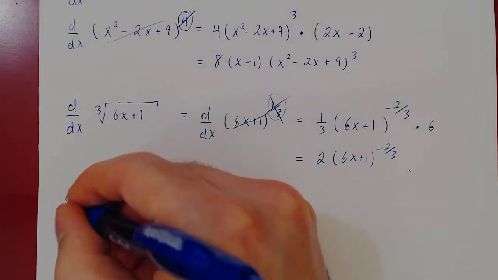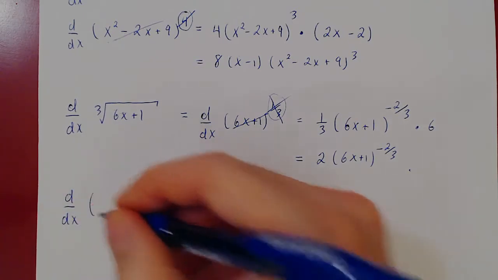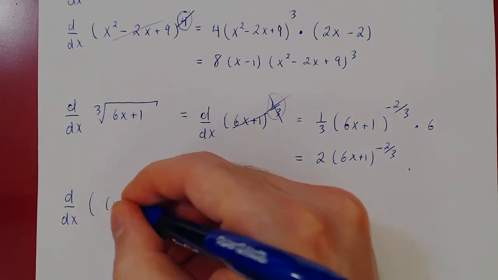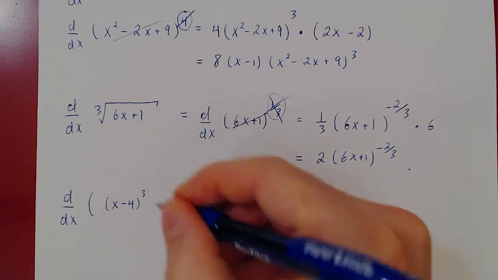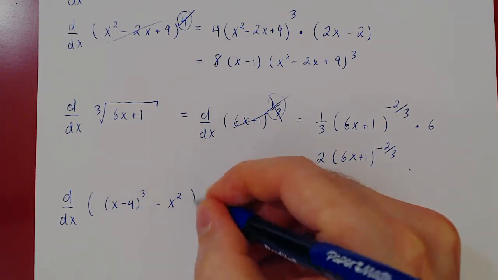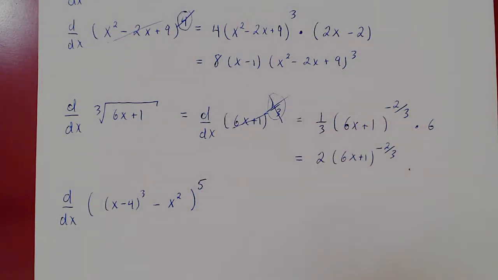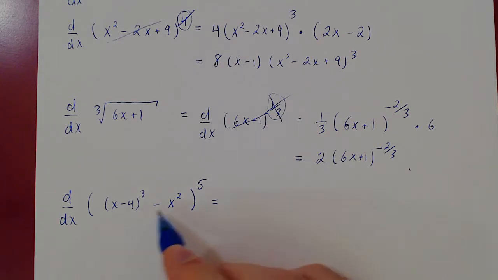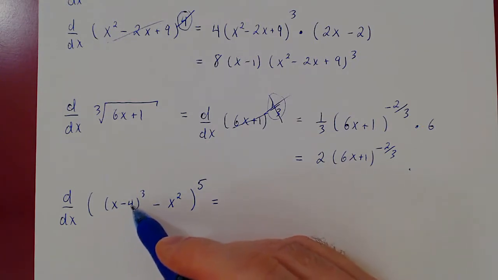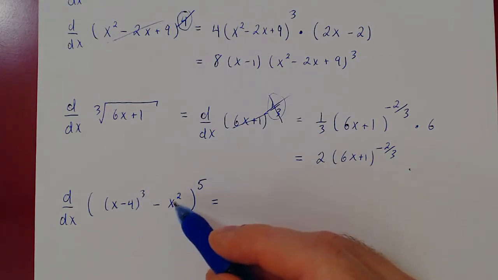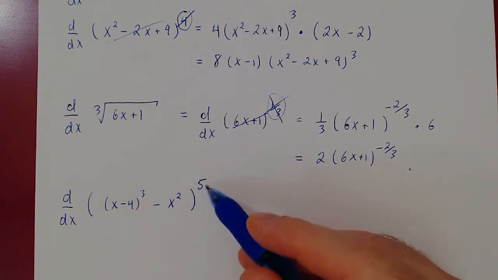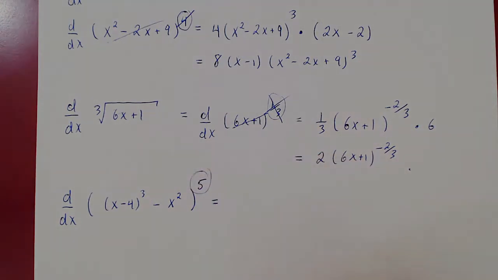The derivative with respect to x of (x minus 4) cubed minus x squared, all to the 5th power. Well, again, think of it as, if you were to evaluate this function, what would you compute first? If I gave you x, you would do x minus 4, then cube it, then minus x squared, and once you have all this, you would take the 5th power. So the power of 5 is the outside function.